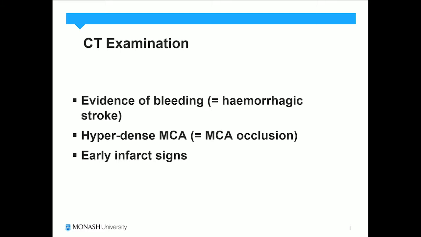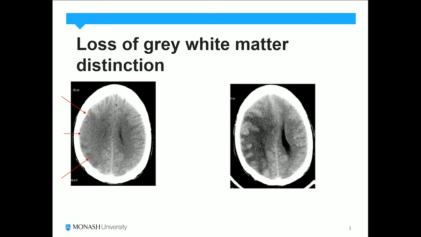The main thing with the CT examination is to evidence the type of stroke, whether it's a bleed, hemorrhagic, or to look out for some of the signs of stroke, such as a hyperdense middle cerebral artery, and also to look out for early infarct signs. Here we can see there's a loss of grey-white matter. If we look at the image on the left and compare the right side of the brain to the left side, as the infarct gets older, it's easier to start differentiating the area that's been affected by the ischemic stroke.